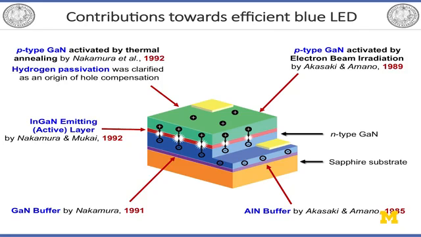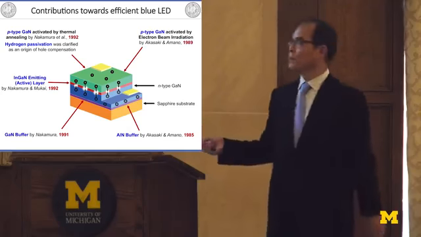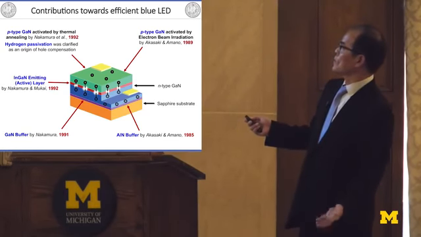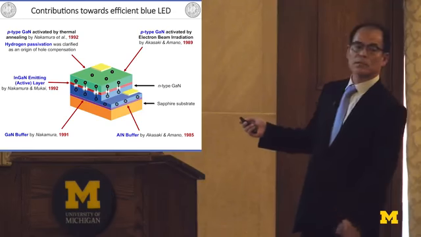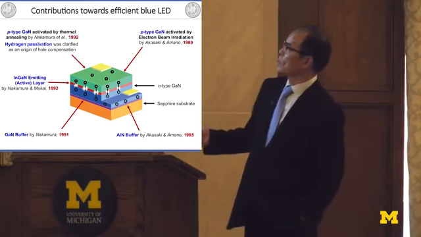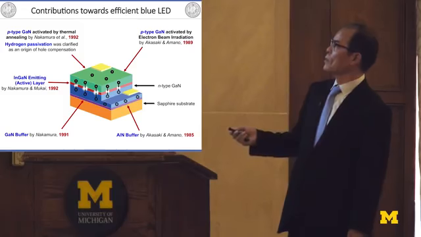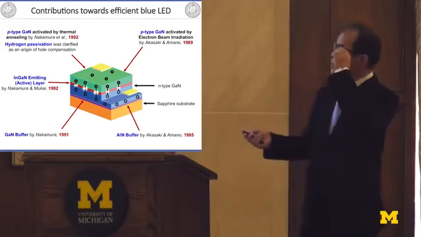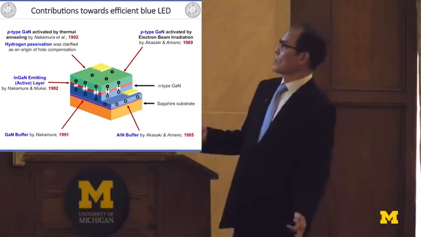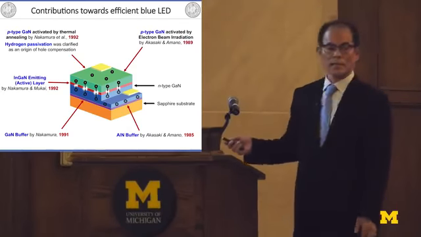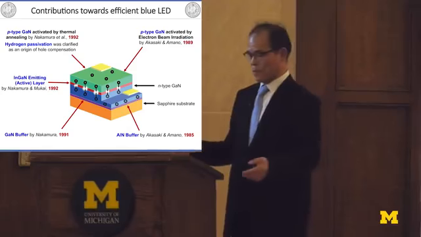Basically, Professor Akasaki and Amano's contribution is that they developed the first buffer layer, the aluminum nitride buffer layer, in '85. The buffer layer is used to grow high quality gallium nitride film. And they also found the first P-type gallium nitride using electron beam irradiation treatment. In my case, I developed P-type gallium nitride using thermal annealing, because now all LED and laser companies use thermal annealing to activate P-type gallium nitride. Also, I clarified the physics of P-type gallium nitride, hydrogen passivation. And secondly, the indium gallium nitride emitting layer. I also developed a gallium nitride buffer layer.